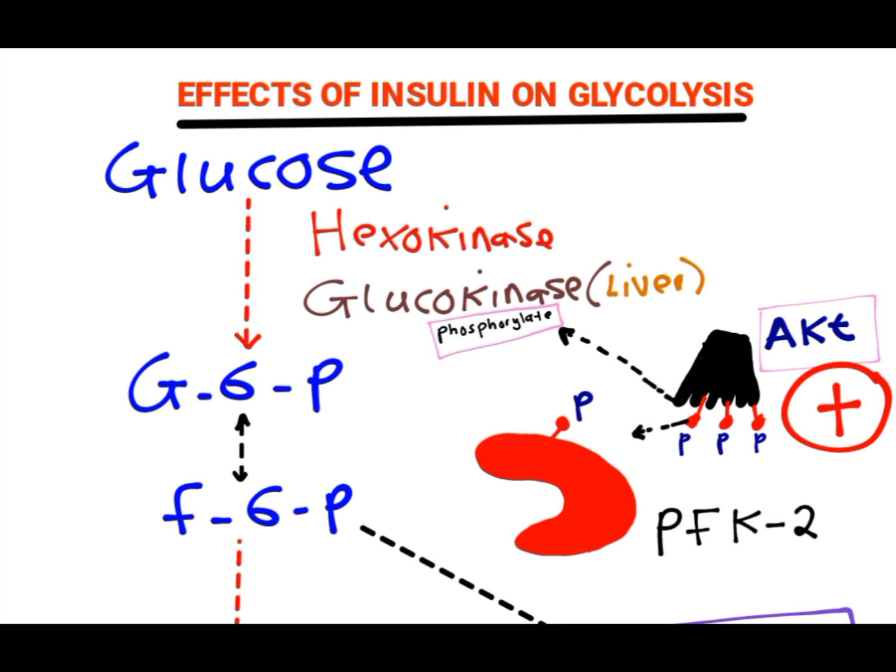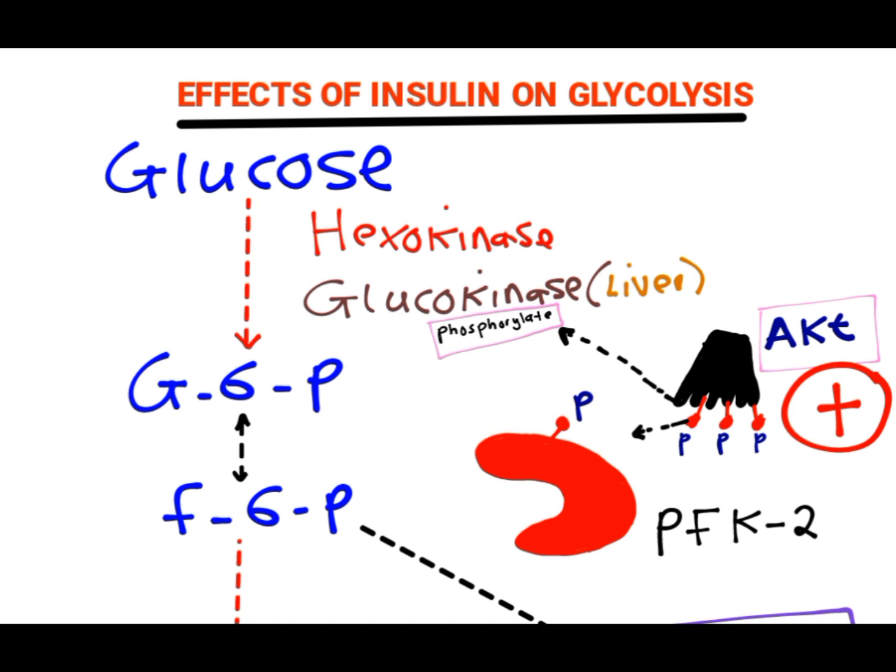Now, let us imagine that you have got a muscle cell. So in a muscle cell, glucose is going to enter via the GLUT4 transporters. When it enters into the muscle cell, this glucose is going to be phosphorylated. Why are we phosphorylating glucose? Because we don't want glucose to leave the cell. Why? Because the GLUT4 transporters and other GLUT transporters are bidirectional.